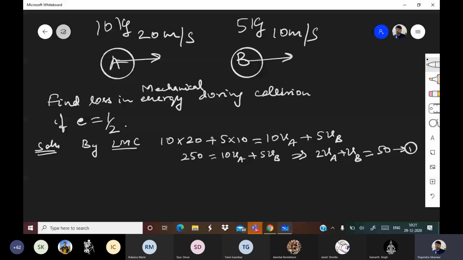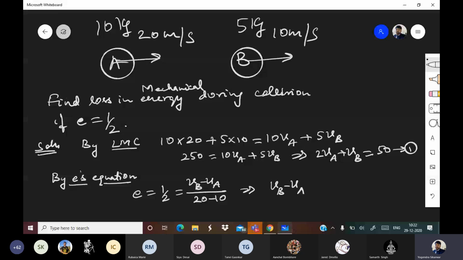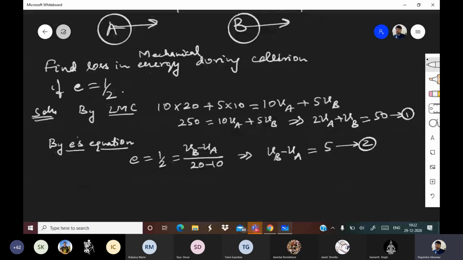Okay. So this is by linear momentum conservation. Now next is by Newton's equation. By Newton's equation, e is equal to half, which is velocity of separation, that will be VB minus VA, upon velocity of approach, and that will be 20 minus 10. So that gives us VB minus VA is equal to 10 by 2. 10 by 2 is 5. Equation number 2.